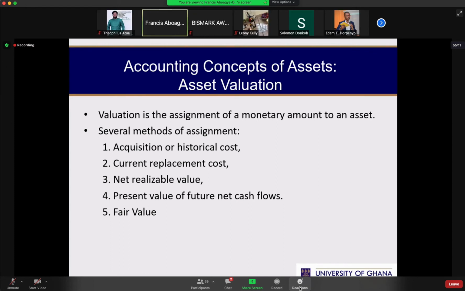Okay, thank you very much. Now let's look at valuation. In valuation, we're talking about assignment of monetary amounts. So if you recognize a resource as an asset, there must be a value on it. So what is the value? The value will depend on the method that you are using. So we can talk of the acquisition or historical cost. What is the acquisition or historical cost?